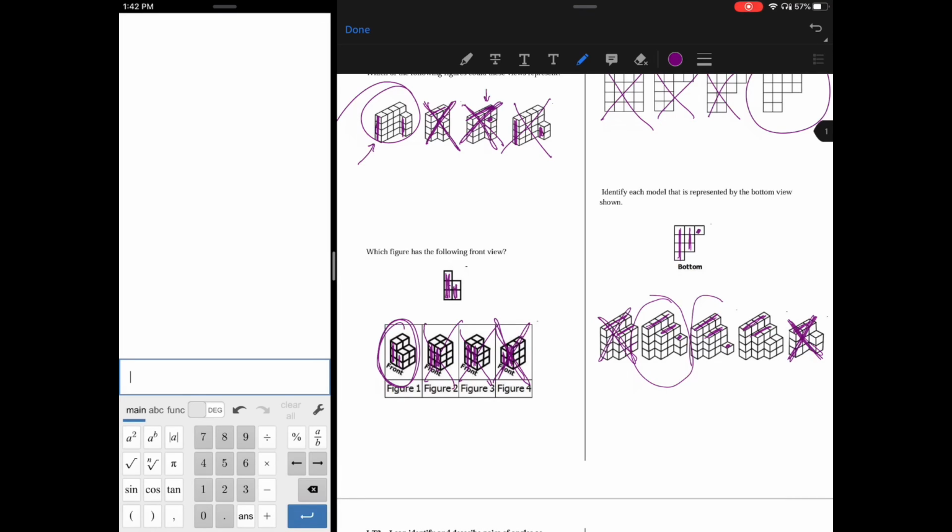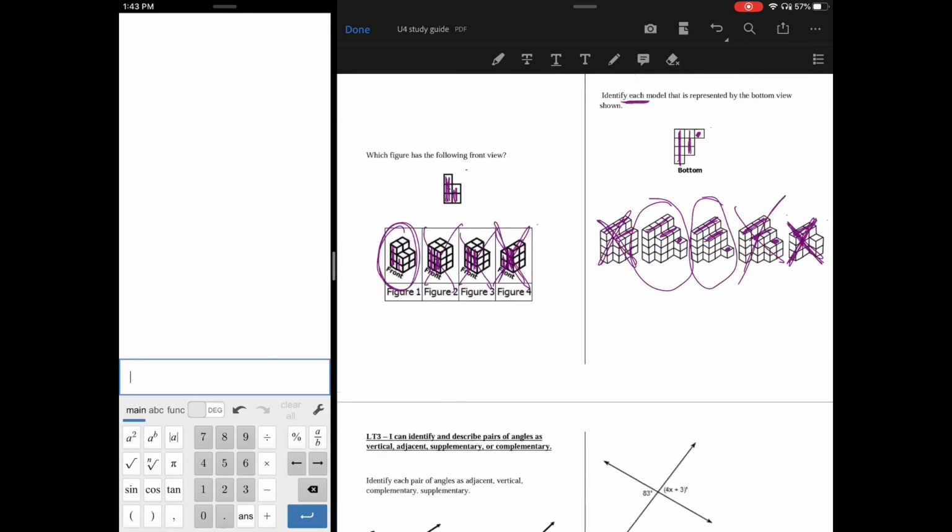So does the third. And the fourth has it, but it has this extra piece right here, so we can cross that one out. So that leaves us with 2 answer choices. Notice that it said to select each or identify each, which means that there's going to be more than one answer choice.